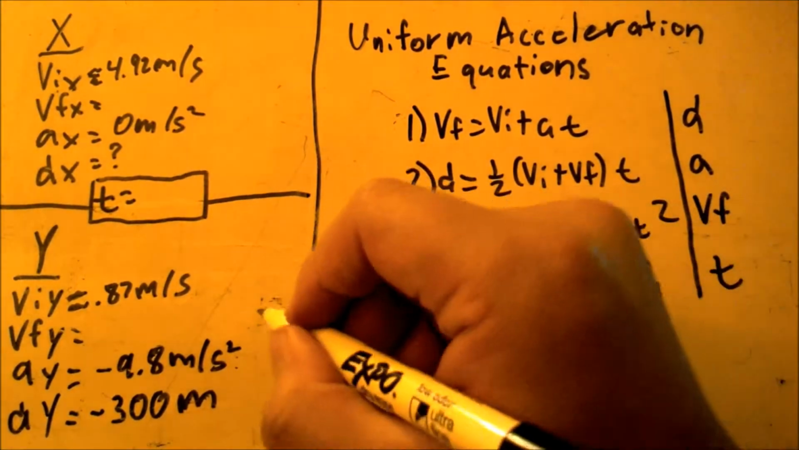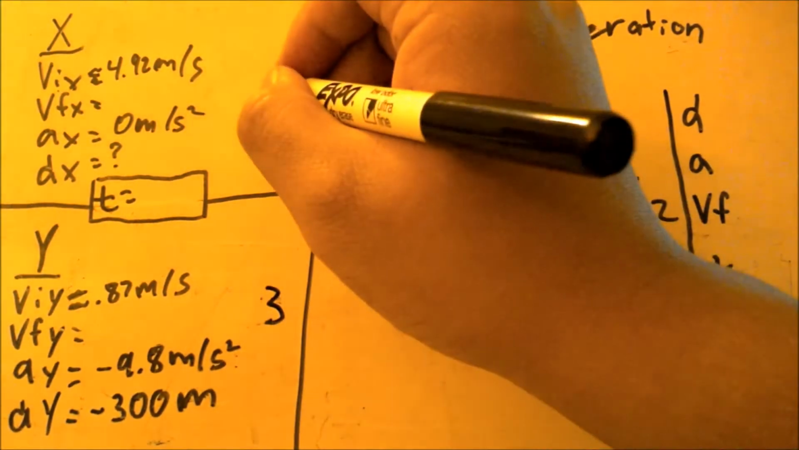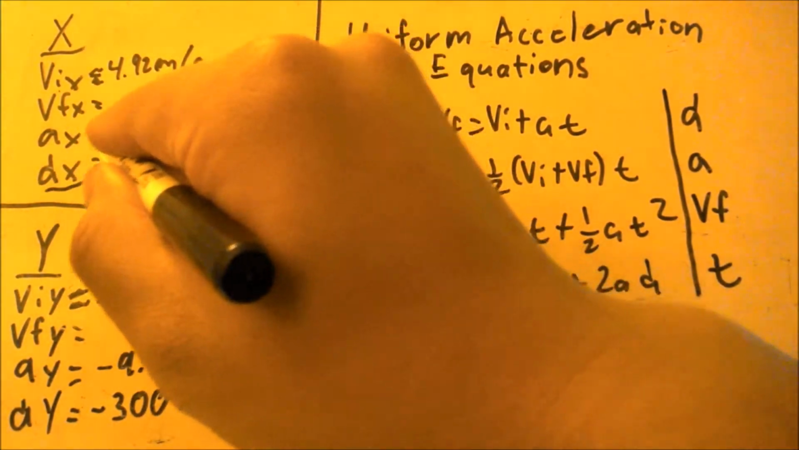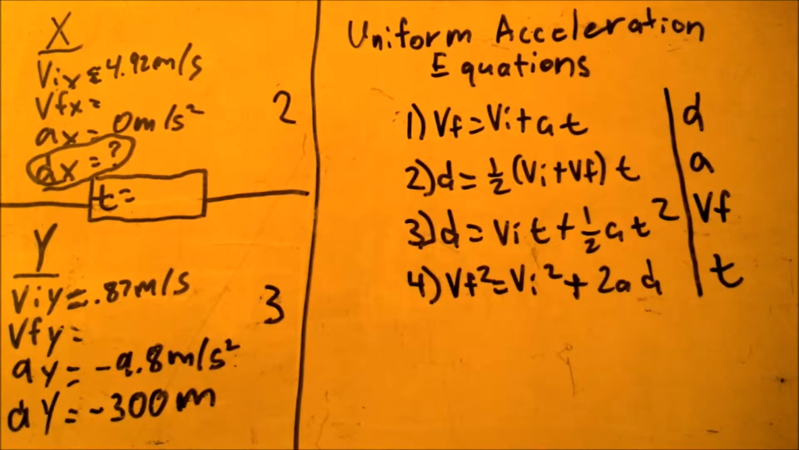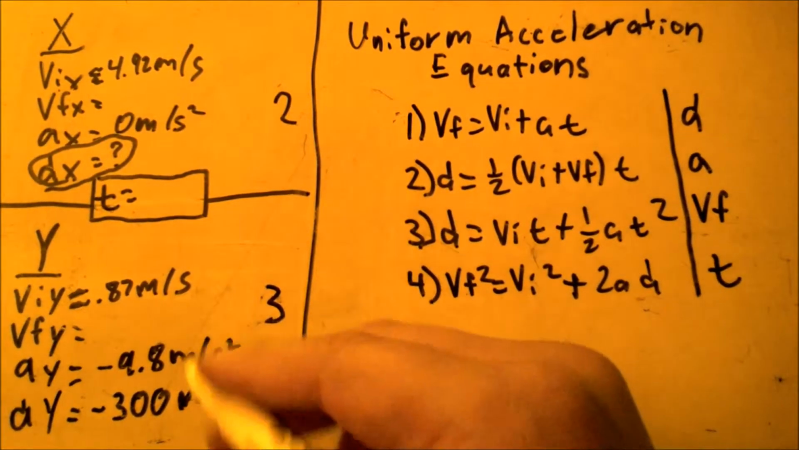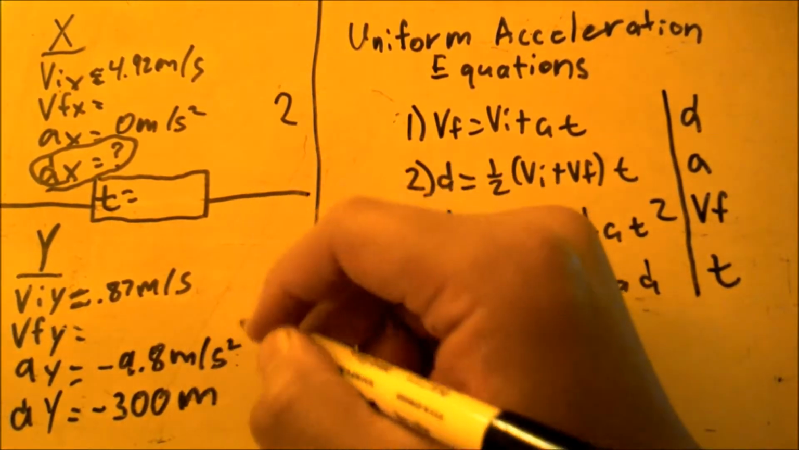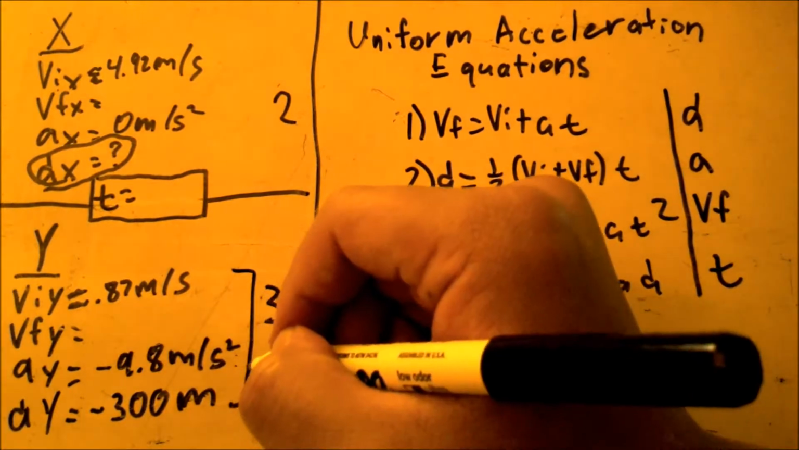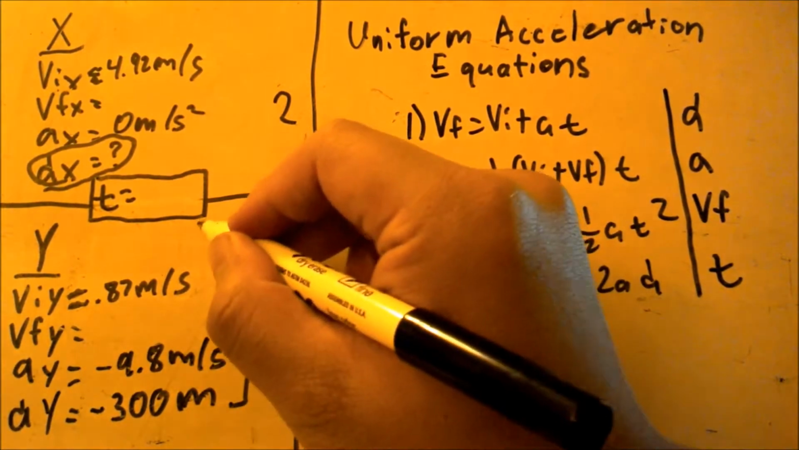To use uniform acceleration equations, we must know 3 variables, and y knows 3, x has 2. So we're going to have to use y to find out t. So we take these 3 and try to solve for t.